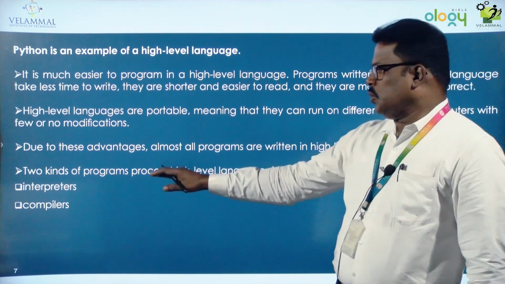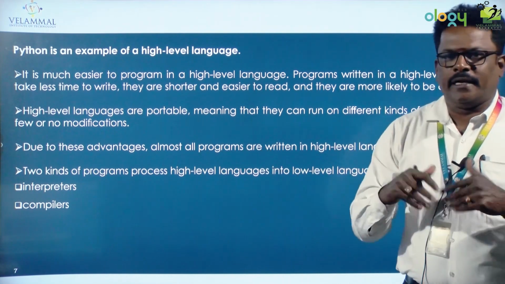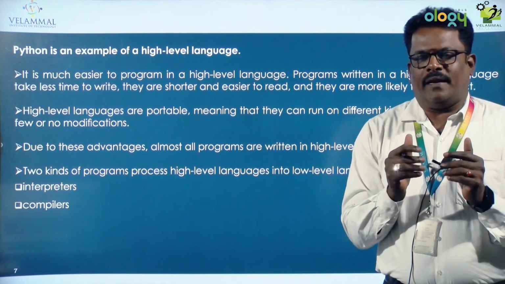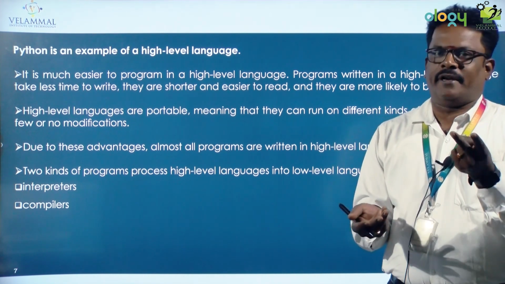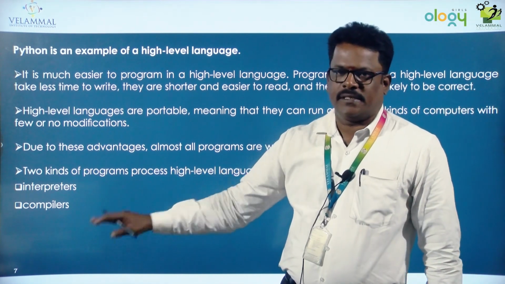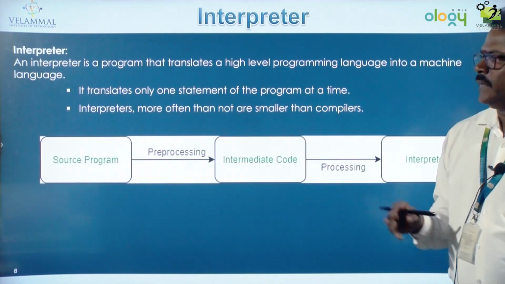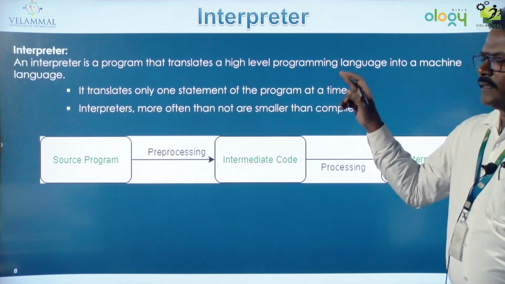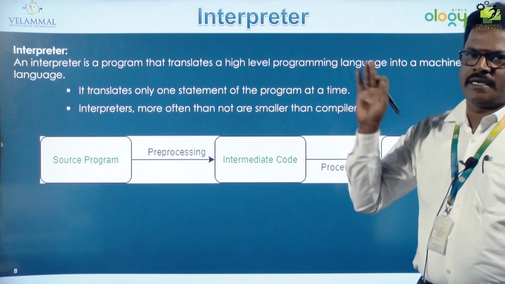Okay. Two kinds of programming process. One is how the high level languages are converted into low level languages. We have two types of software. One is the interpreter and the other is the compiler. Okay. What is an interpreter? An interpreter is a program that translates a high level programming language into machine language.